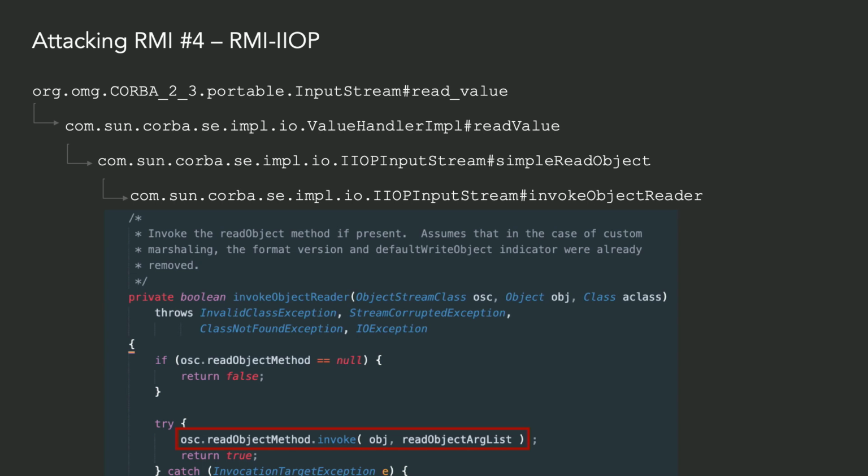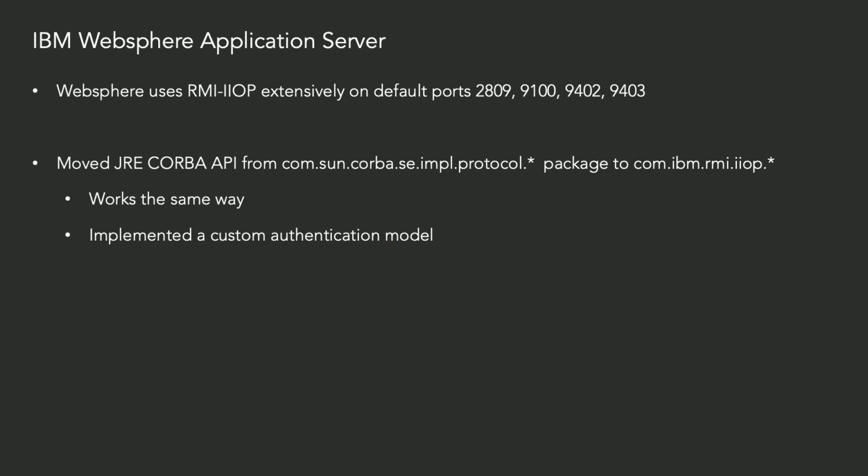As you can see, the first input stream read_value call will trigger the deserialization, and it will come down to the end at invokeObjectReader, which will invoke the class's custom readObject method, if there's one. So again, that's a deserialization exploit.